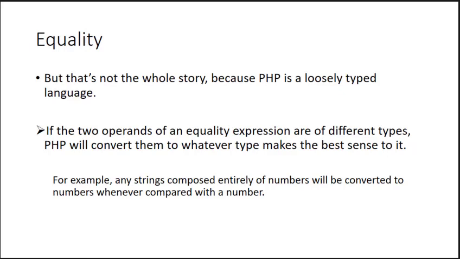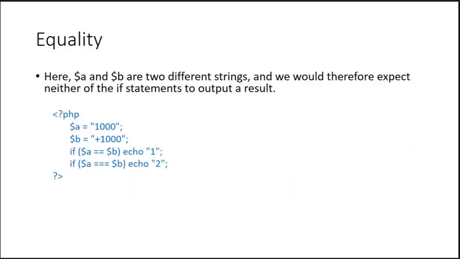Okay, there is a note to say. If the two operands of an equality expression are of different types, PHP will convert them to whatever types make the best sense to it. This is a loosely typed language, so you can actually use this kind of expression where you have two different things. Normally, someone would have taught you not to compare apples to pears, but in this case, you can actually do it. For example, let's see the example directly.